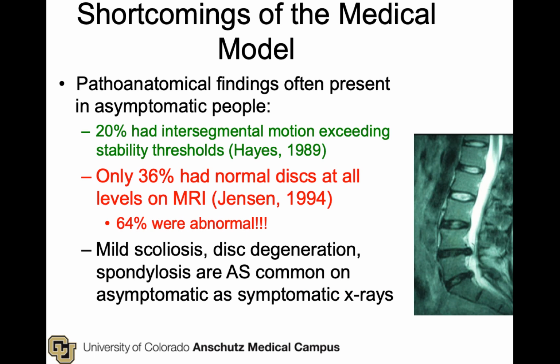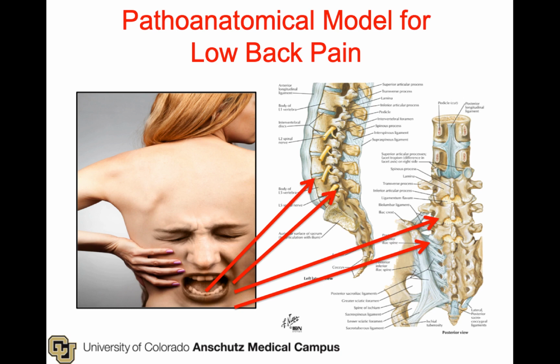Now, we know that pathoanatomic findings are extremely common in asymptomatic individuals. Up to 1 in 5 meet the criteria for lumbar instability, and only about 36% of individuals have a normal disc at all levels in their lumbar spine. And mild scoliosis, disc degeneration, and spondylosis are as common in asymptomatic individuals as they are in people with low back pain. So a pathoanatomic approach to low back pain has largely failed, except for a few very clear-cut conditions such as instability from fracture, spondylolisthesis, and let's say a massive disc herniation compressing the nerve root with neurologic signs.